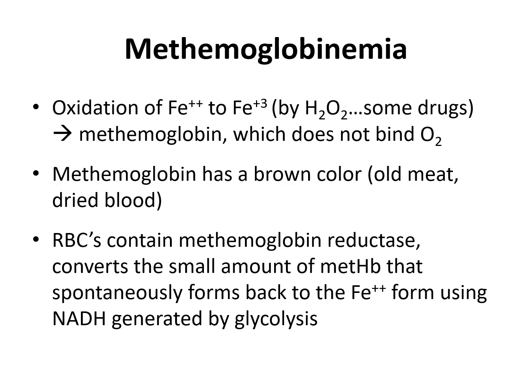By the way, methemoglobin has a brown color, and that's what accounts for the color of old meat that has been exposed to air, or of dried blood, where the blood becomes, instead of red, brown. That's due to methemoglobin formation. Methemoglobinemia means increased levels of methemoglobin in the blood. Normally, this does happen sometimes at low levels, but the RBCs contain an enzyme called methemoglobin reductase that can convert the methemoglobin back into normal hemoglobin by reducing the ferric to ferrous.